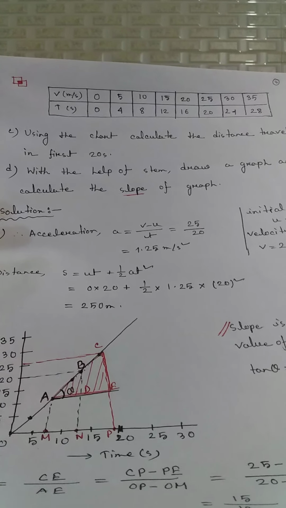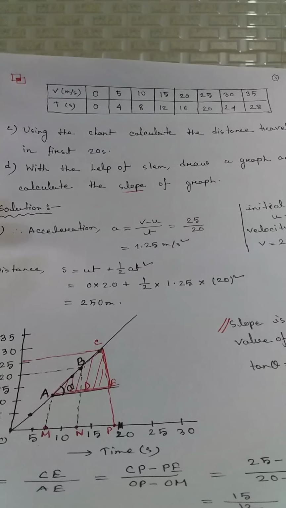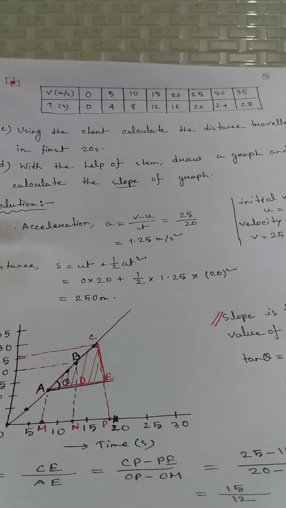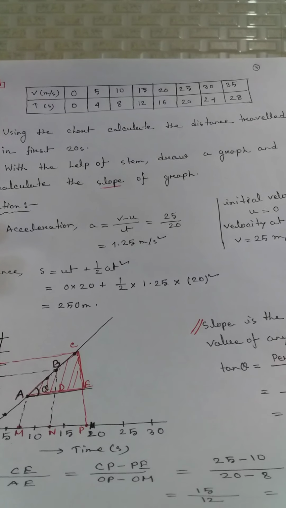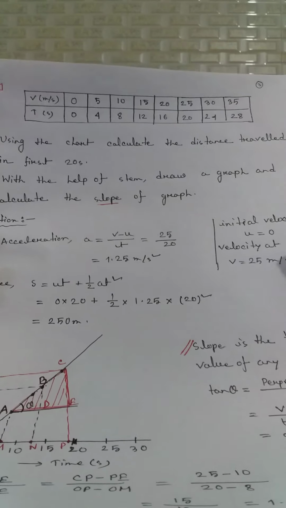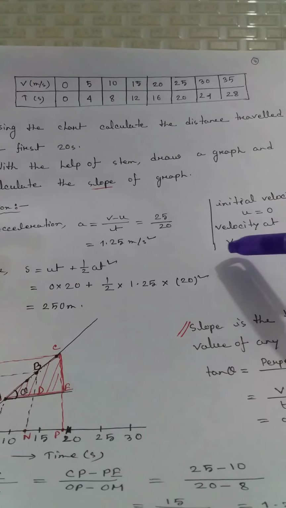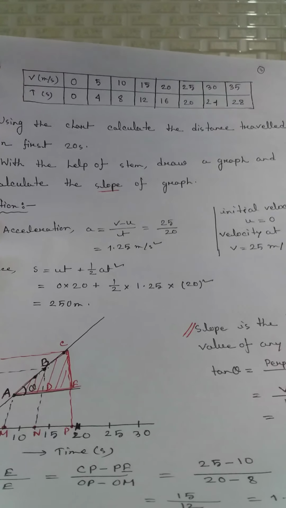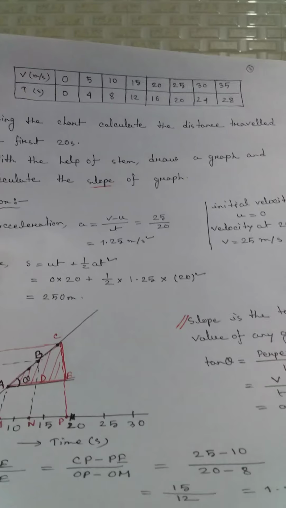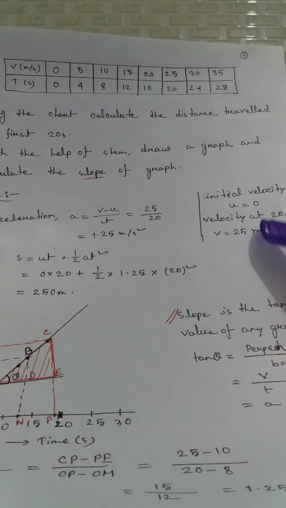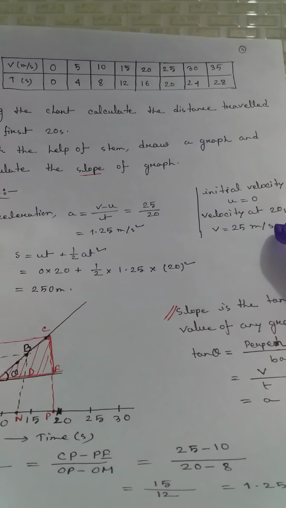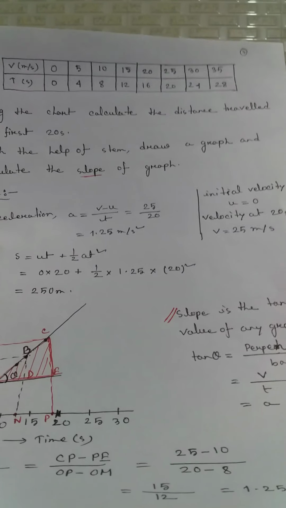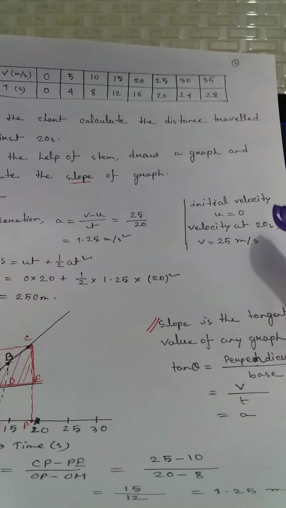Number C: using the chart, calculate the distance traveled in the first 20 seconds. Before calculating, at first we have to write the values that are given in the question. Whenever we check exam scripts, very regularly we see that most of the time you don't mention these parameters including their units. You have to mention all parameters given in your question, including the units. If you don't do that, your marks will be deducted. So try to remember this.